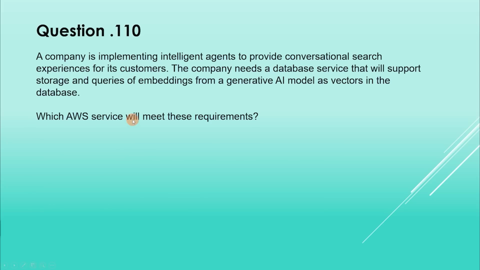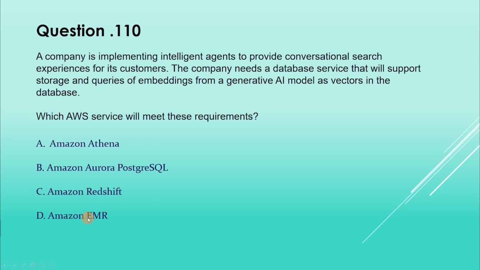Question number 110. A company is implementing intelligent agents to provide the conversational search experience for its customers. The company needs a database service that will support storage and queries for embeddings from a generative AI model as vectors in the database. Which AWS service will meet these requirements? Here are the options. Amazon Athena, Amazon Aurora PostgreSQL, Amazon Redshift, and option D, Amazon EMR.